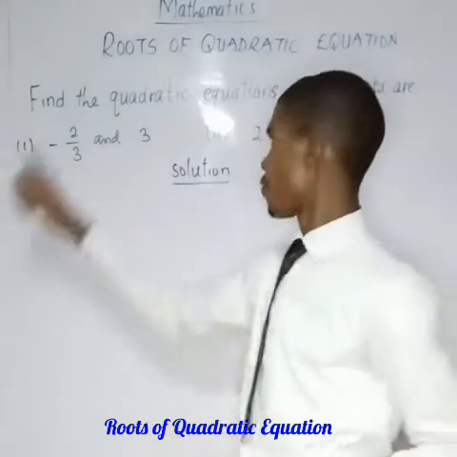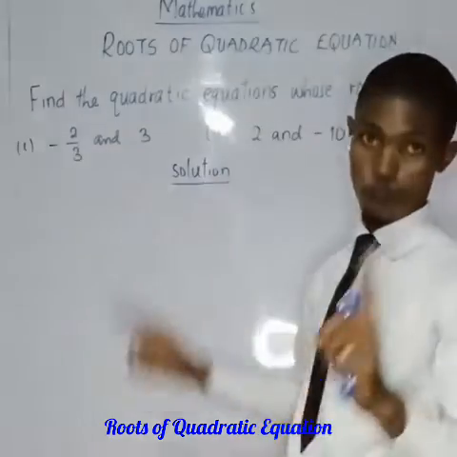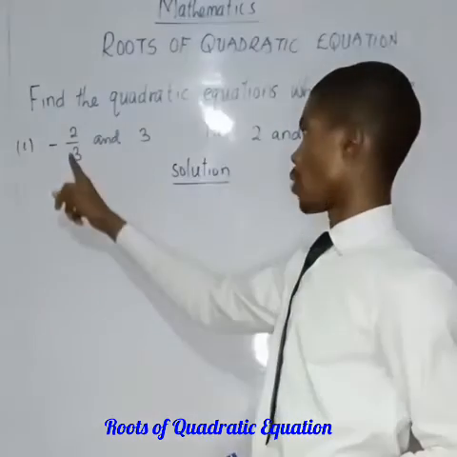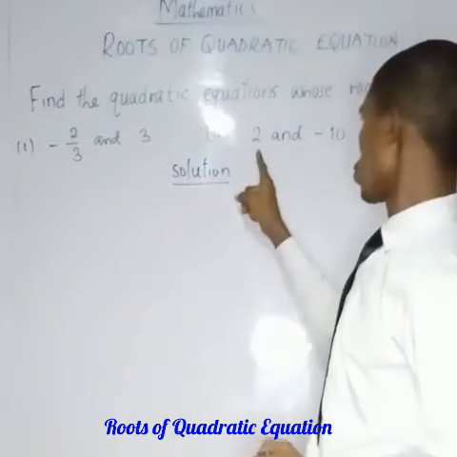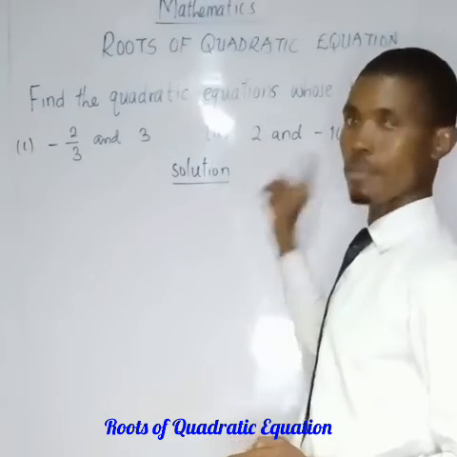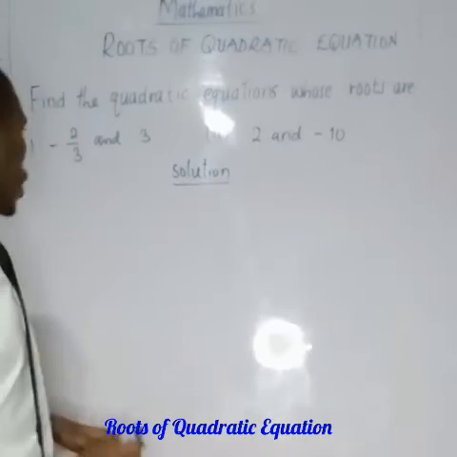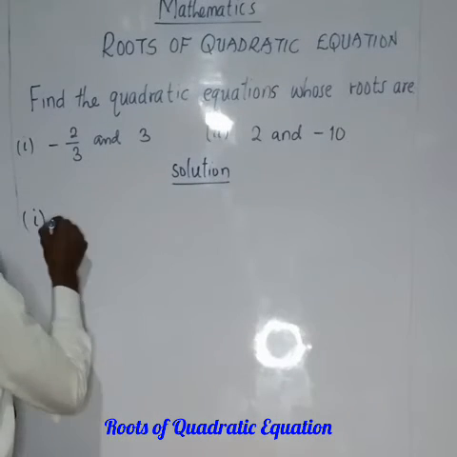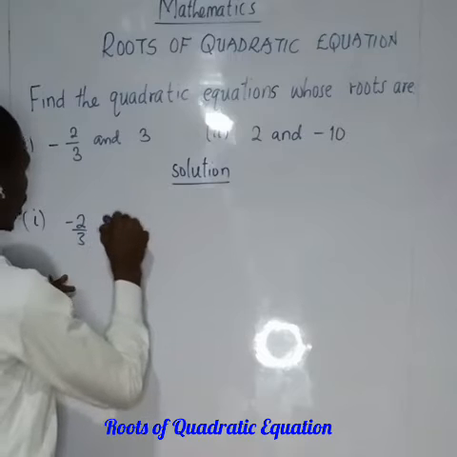The question says, find the quadratic equations whose roots are, question 1, minus 2 over 3 and 3. And question 2 is 2 and minus 10. So I'm going to be giving the first question here. To solve this, question 1, minus 2 over 3 and 3.